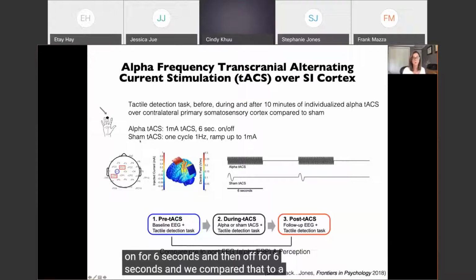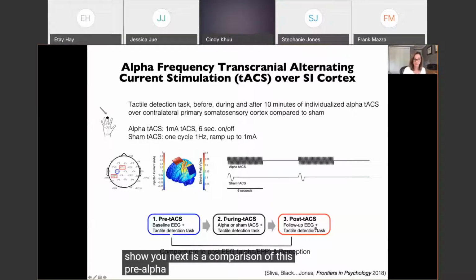And we compared that to a sham condition where we had just one cycle of a 1 hertz oscillation that ramped up and then turned off. And we looked at the EEG signal above somatosensory cortex before, during, and after this tACS stimulation. It turned out that for various technical reasons, we couldn't look at the EEG during the tACS stimulation. And so what I'm going to show you next is a comparison of this pre-alpha stimulation compared to post-alpha stimulation, where we looked at the question, can we enhance alpha activity in our EEG signal? And does that correspond to an inhibition of somatosensory perception?